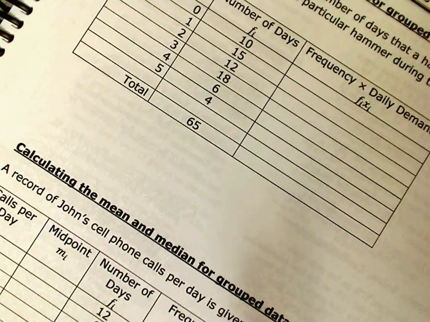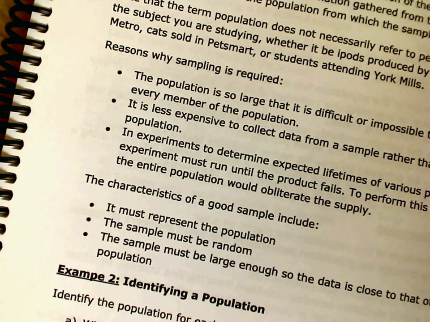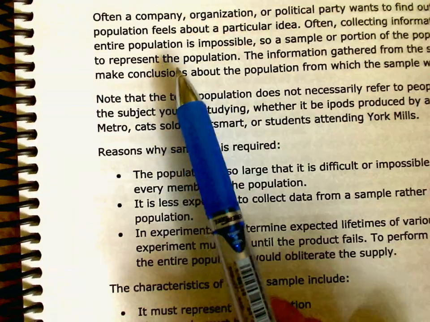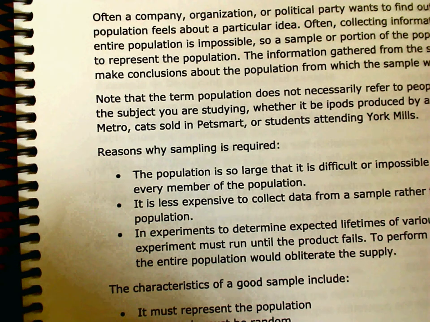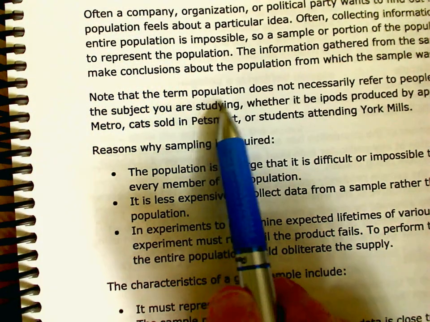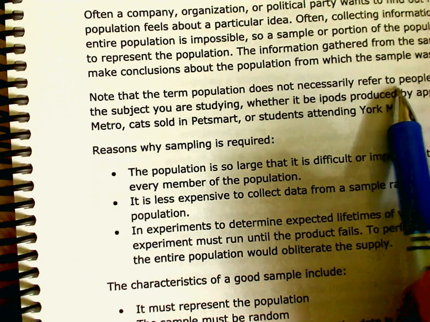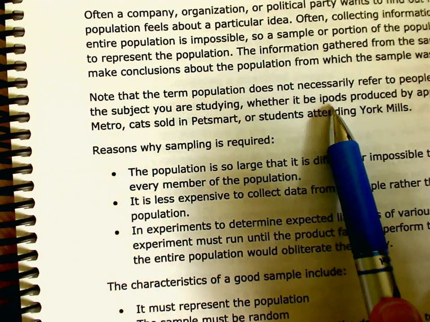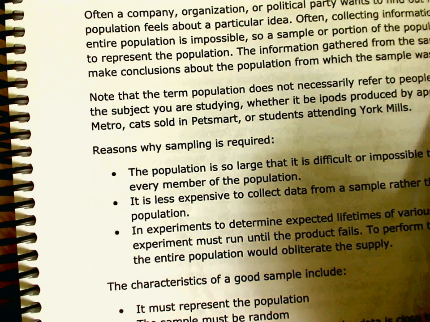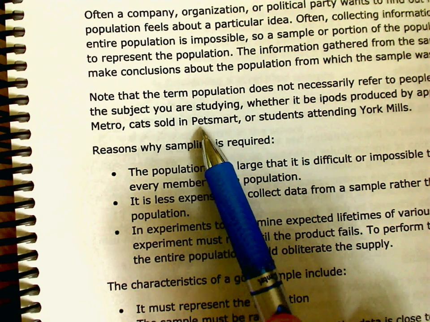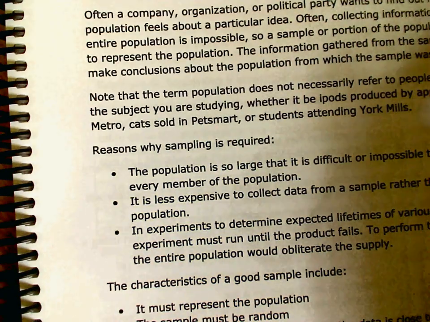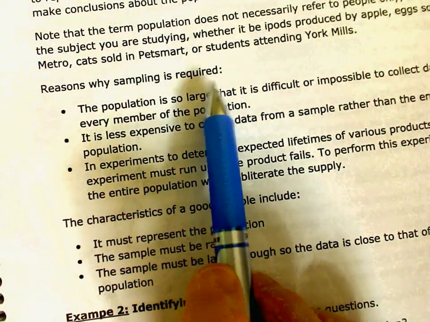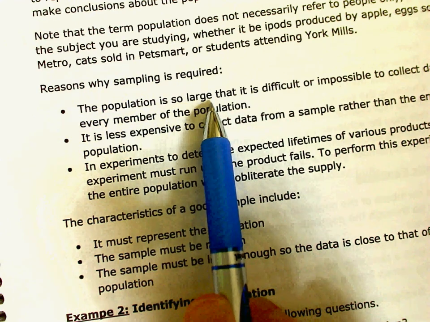Population versus sample. We've talked a little bit about this. Notice that the term population does not necessarily refer to people only. It could be the subject you are studying, whether it's iPods produced by Apple, eggs sold by Metro, cats sold in PetSmart, or students attending York Mills. Why is sampling required? Population is so large it's difficult or impossible to collect data on every member. It's hard to survey everybody in Canada.